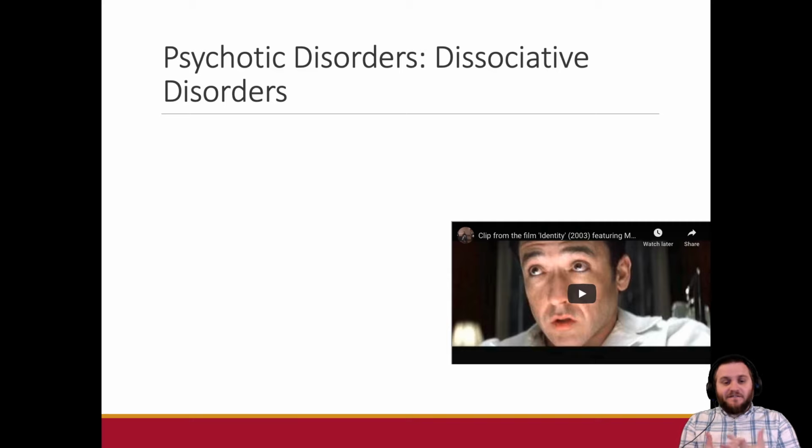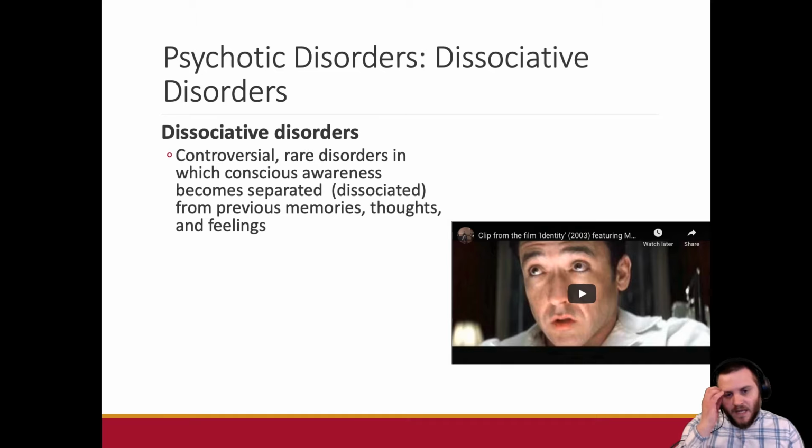And so here's where the conflation happens. The conflation happens with another kind of psychotic disorder, which has a subtype called dissociative disorders. There are a number of different kinds of dissociative disorders. Schizophrenia is a disorder, okay? But dissociative disorders are a subclassification of psychotic disorders, okay? They're controversial, and that is because we don't know a lot about them.